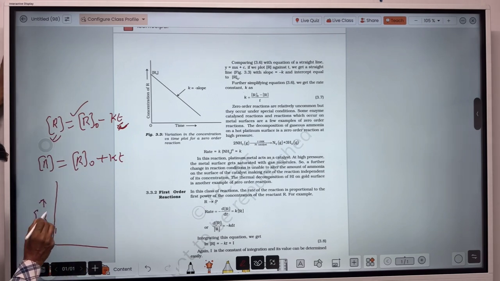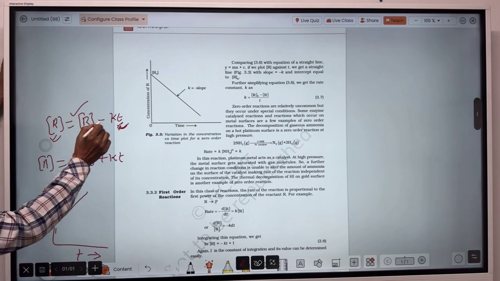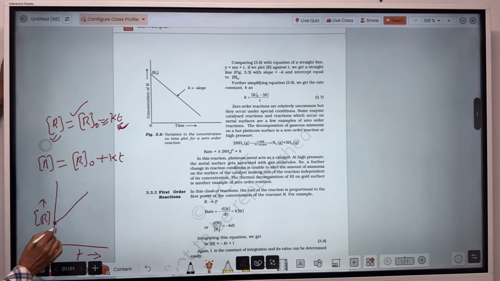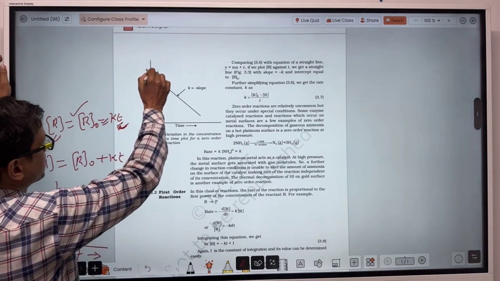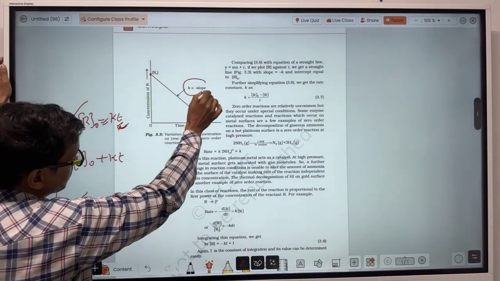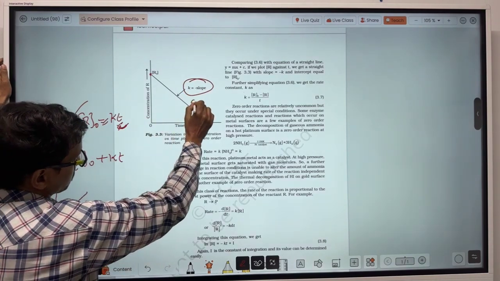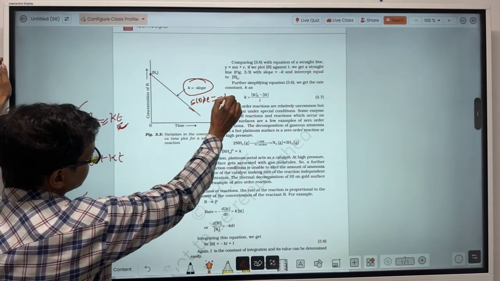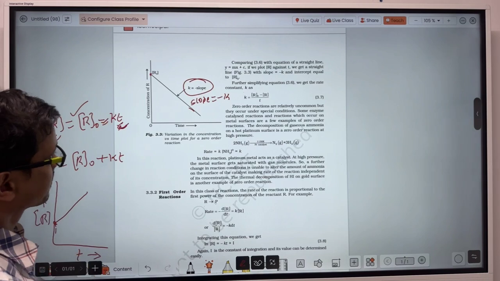Suppose concentration of reactant is on this side and time period on this side. From R naught, there would be an increasing graph like this. But here it is minus kt. That means from R naught, there will be a decreasing graph. So the maximum value will be R naught and the graph will be decreasing. So the slope will be minus k. The slope here will be equal to minus k, because it is a decreasing graph.